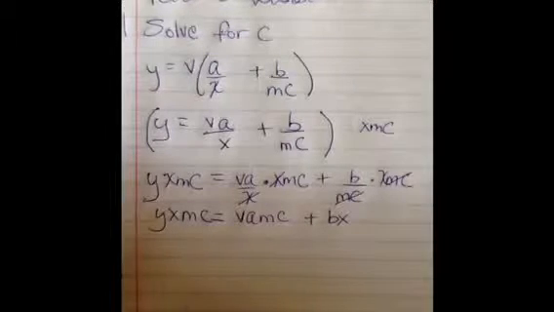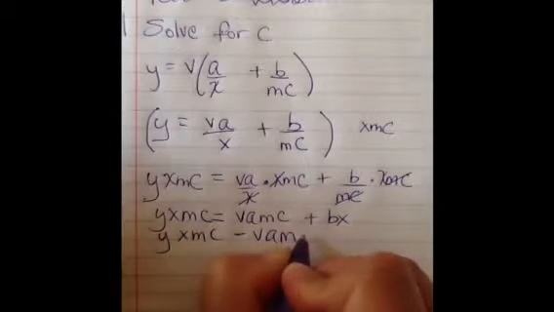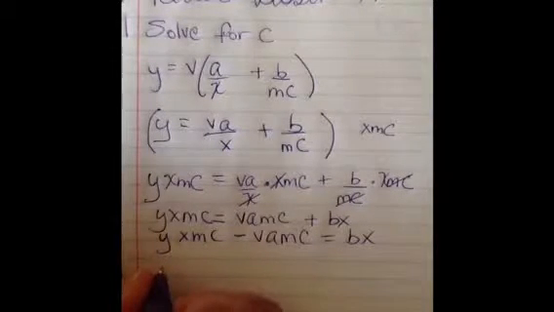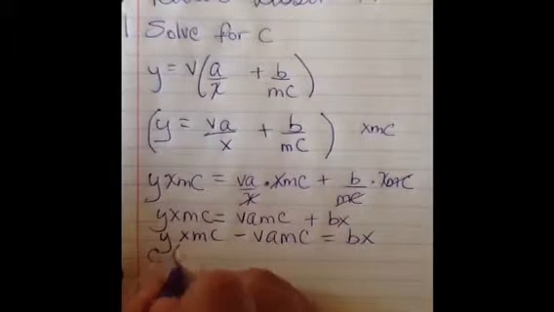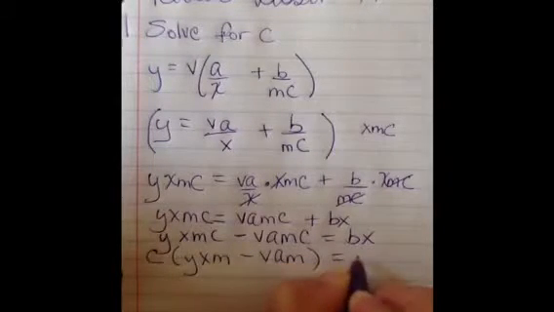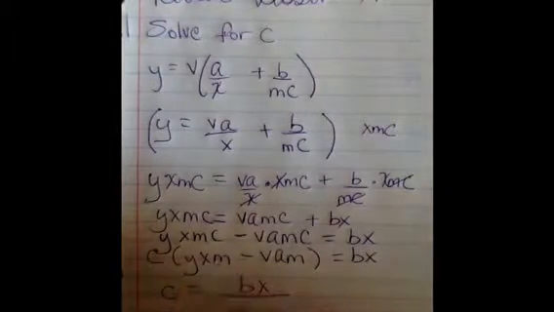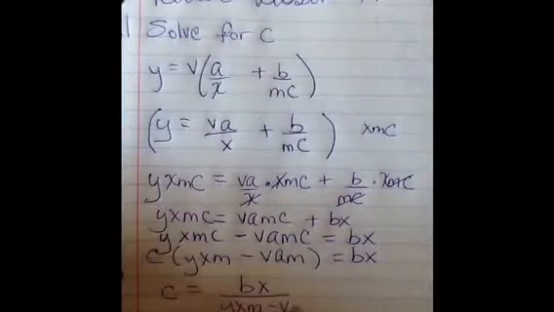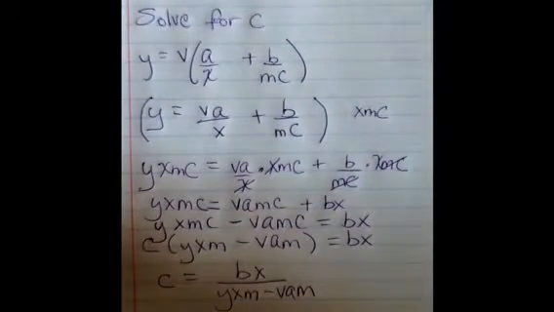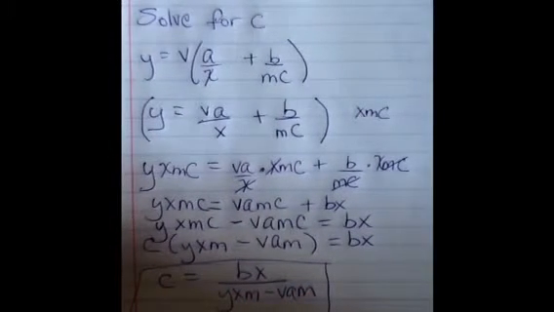YXMC. I need to solve for C, so I'm going to put the C's together. And now I'm going to factor out the C. So I could take the C, and now I have YXM minus VAM. And to solve for C, I have to divide both sides by this factor, YXM minus VAM. And that is the solution to our problem. So you could box it in. We have solved. We've used all the algebraic principles that we learned.